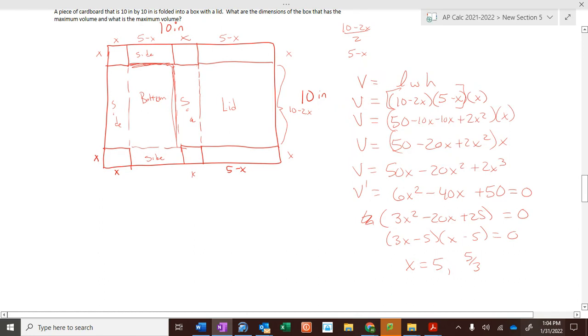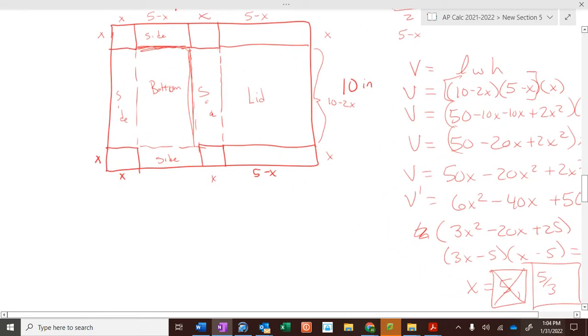Okay. If x is 5, what are the dimensions of the box? 0 by 0 by 5. Can you have a 0 by 0 by 5 box? Boom. That's not it. So 5/3 must be what x is.